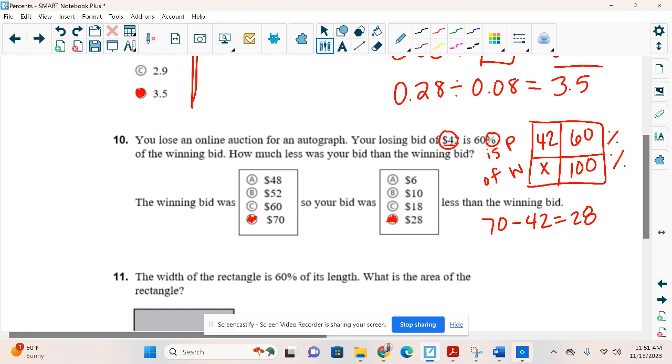On your test Wednesday, you're going to have one like this, but with different numbers. That's not going to have multiple choices, though, for you to pick from. You're going to have to fill it in. And you're going to have to pay attention. You're going to have to answer both parts. Okay?